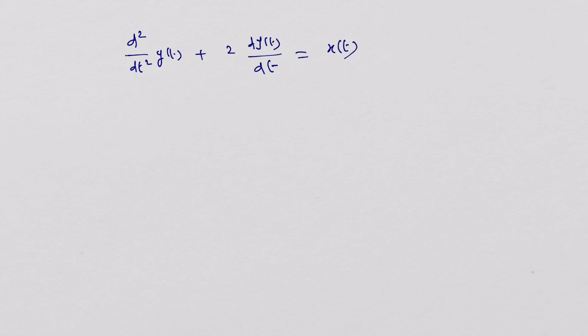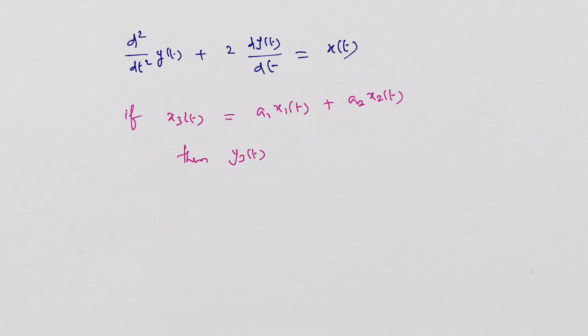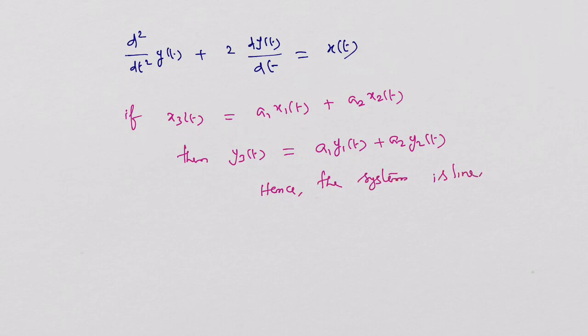Okay, so we can say that if x3 of t is a1 times x1 of t plus a2 times x2 of t, then y3 of t will also be, I'll write the conclusion here, when x3 of t is equal to a1 times x1 of t plus a2 times x2 of t, then y3 of t, the final equation, should be written as a1 times y1 of t plus a2 times y2 of t. If so, you can say that the system is linear. Agreed?